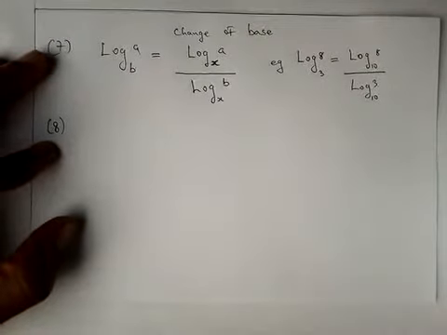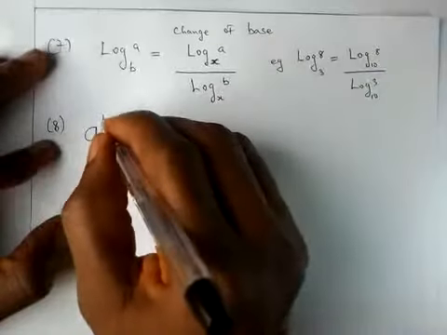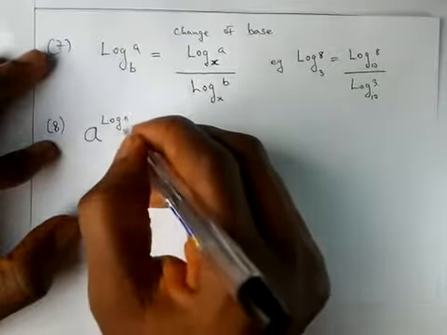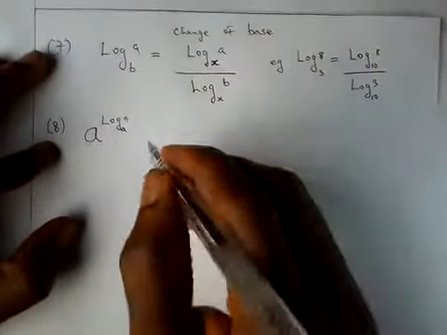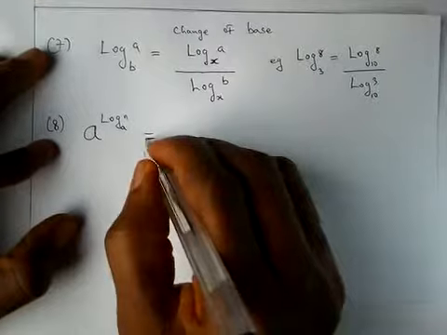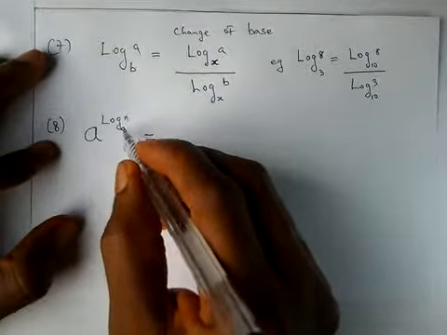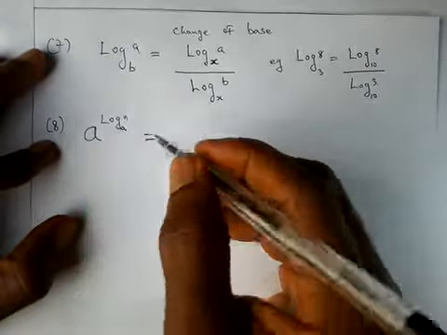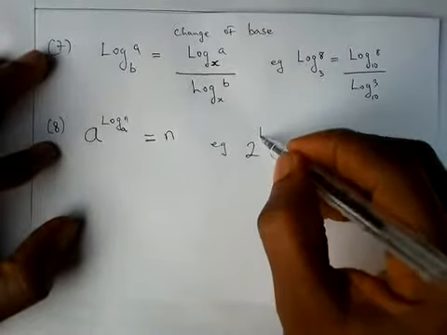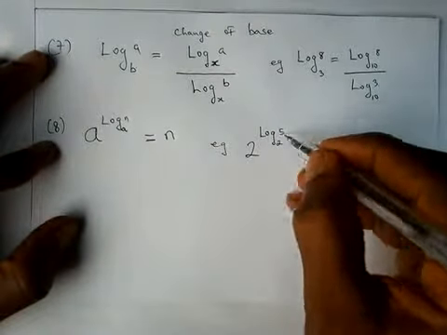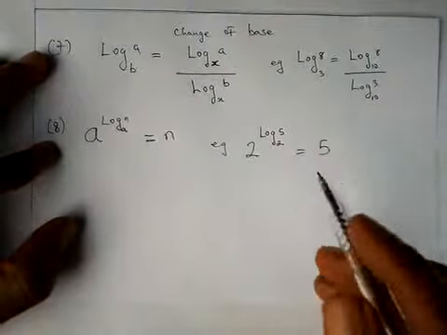Law 8: if you have a raised to power log n to base a, now the log is raised to power. Whenever I have a scenario of this sort, such that the base of the logarithm is the same as this base here, the answer is simply n. For example, 2 raised to power log to base 2 of 5, the answer is simply 5.